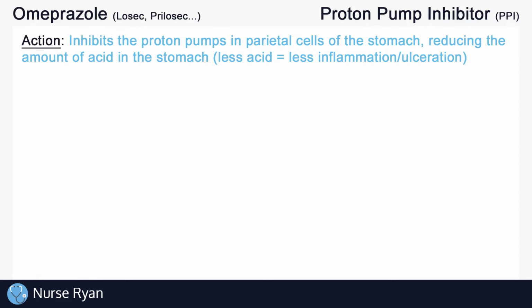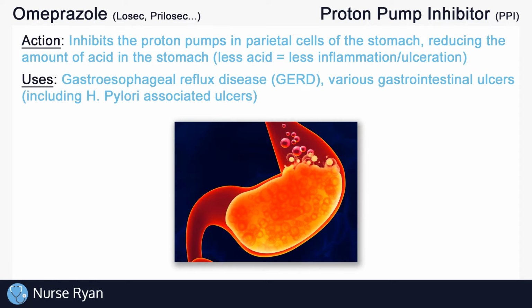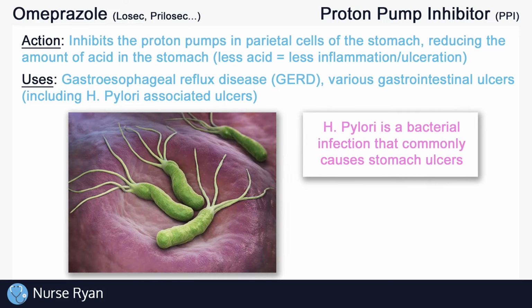So what are the uses for omeprazole? Well, like we mentioned, omeprazole can be used to treat various conditions relating to excess stomach acid, including gastroesophageal reflux disease, also known as GERD, and treatment of various gastrointestinal ulcers, including H. pylori-associated ulcers. H. pylori is a bacterial infection that commonly causes stomach ulcers. Now, omeprazole won't actually treat the infection, but rather treat some of the symptoms of the infection, such as the ulcers or heartburn, simply by reducing stomach acid.